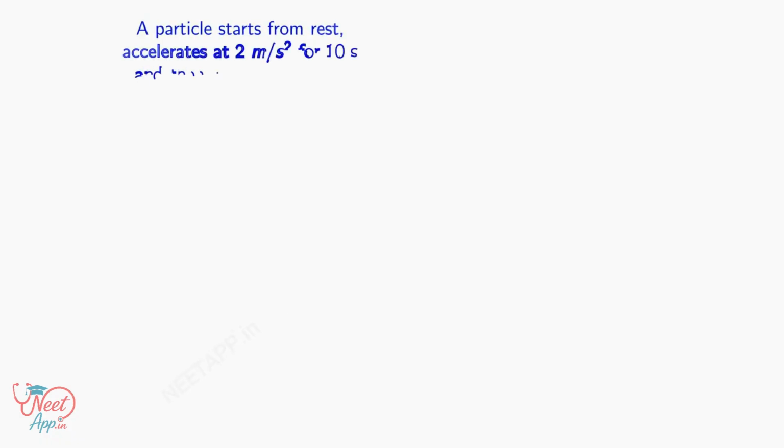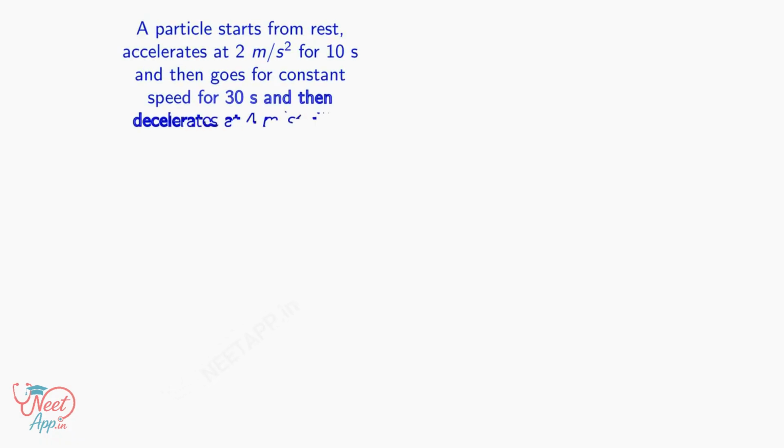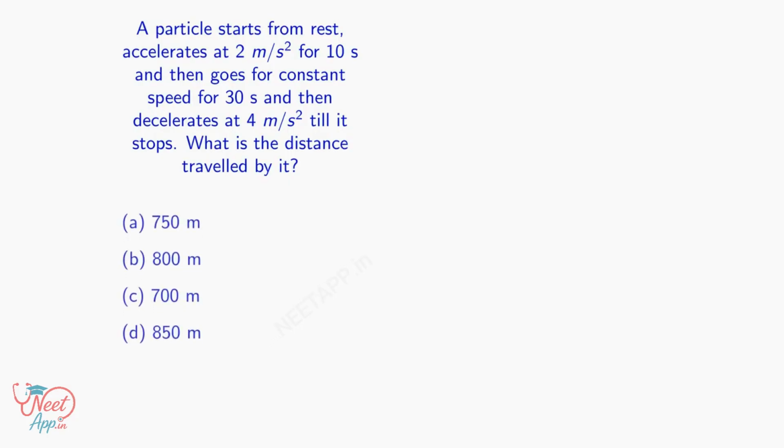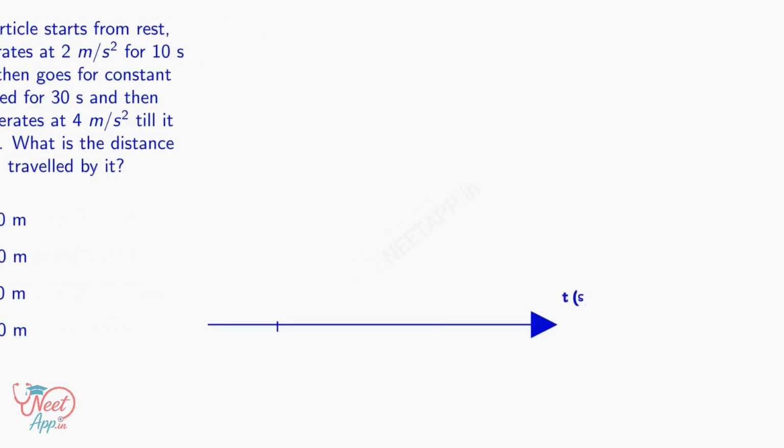Let's read question 4. A particle starts from rest, accelerates for 10 seconds, maintains a constant speed for 30 seconds, and then decelerates until it stops. We need to find the total distance traveled. This is a classic 3-stage motion problem. The absolute best way to visualize this is by drawing a velocity time graph.